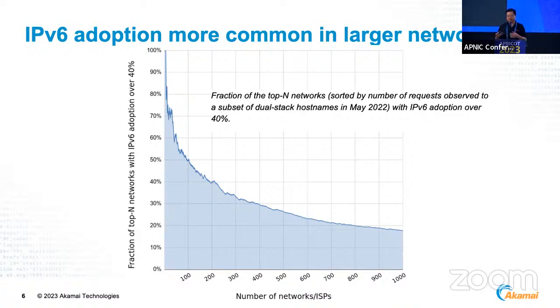So you can see that a lot of large networks tend to have a higher V6 adoption, because those large networks usually are large mobile operators, and mobile operators have more need for IPv6 addresses. So that's why the adoption is high here. You can see this here.